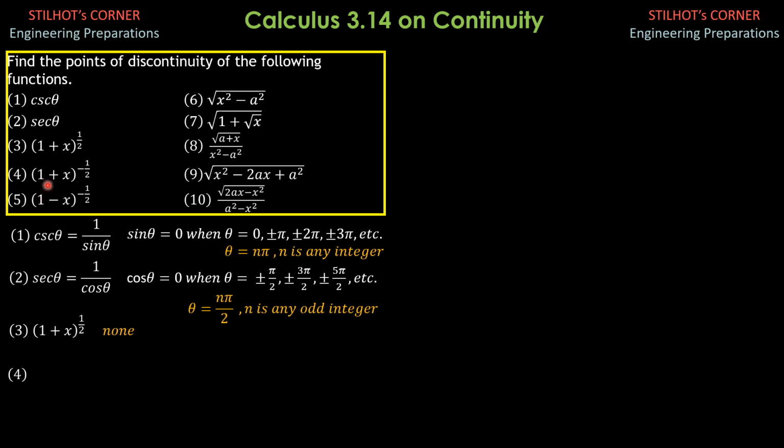Number 4, we can write this as 1 over 1 plus x to the positive 1/2. And we have the denominator here, which can be 0 when x is negative 1: 1 plus negative 1 is 0, and the square root of 0, or 0 to the 1/2, is 0. So this is undefined when x is negative 1. Therefore, the point of discontinuity is negative 1. Number 5, we can write this as 1 over quantity 1 minus x to the positive 1/2. And again, this is the denominator, which can be 0 when x is positive 1. So the point of discontinuity is x equals 1.